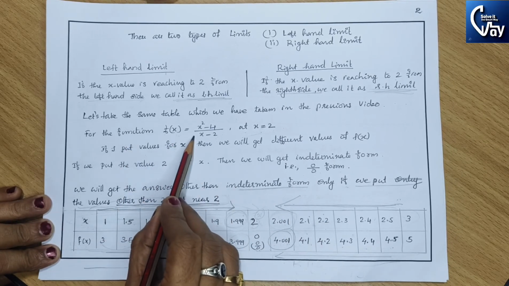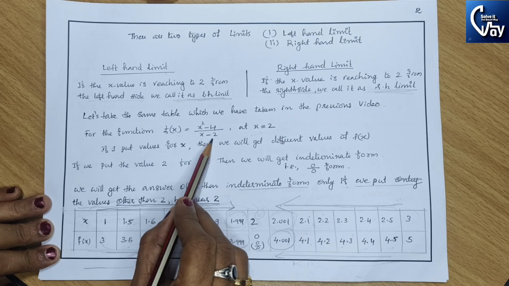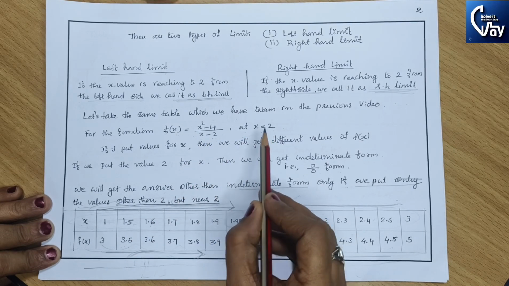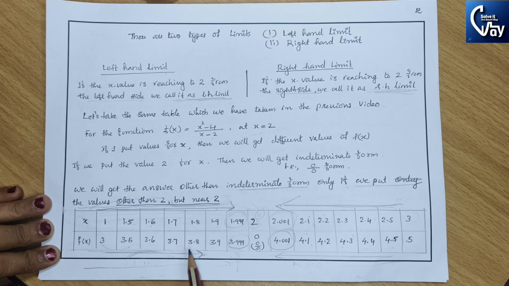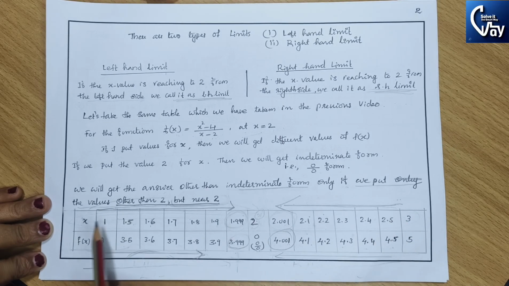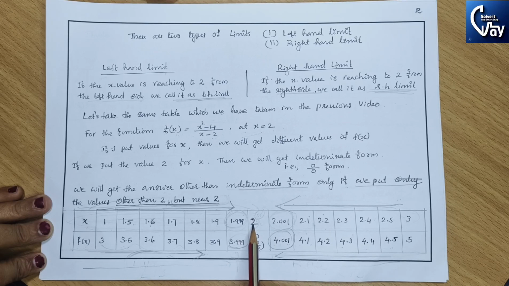For the function f(x) = (x² − 4)/(x − 2) at x = 2, let's take the same table which we took in the previous video. This is that table. These are x values. These are f(x) values. This is what happened when x is equal to 2. When x is equal to 2, f(x) becomes 0/0. That form is known as indeterminate form.